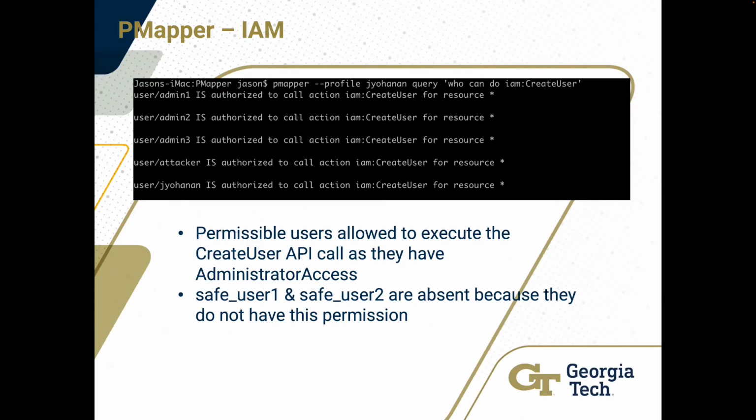And so we can also do this for IAM. We can say, all right, who can create users in the AWS account? And so this shows a little tightened up in terms of who can actually access these things. And the attacker is still there, but the safe users are gone. So now this shows that we still have a little bit of work to do, but this permission is a little more locked down, which is great.